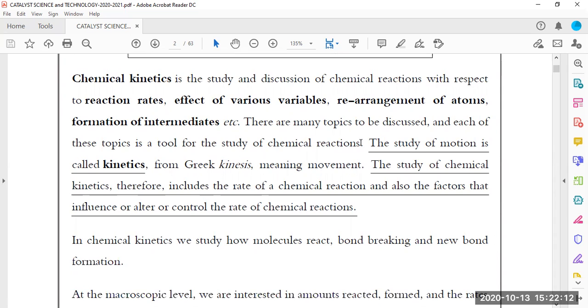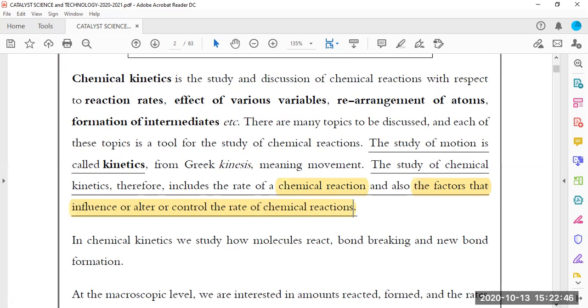So the study of chemical kinetics, therefore, includes the rate of a chemical reaction, and also the factors that influence or alter or control the rate of reaction. All these words are the same: influence, alter, or control, all having similar meaning in this context.